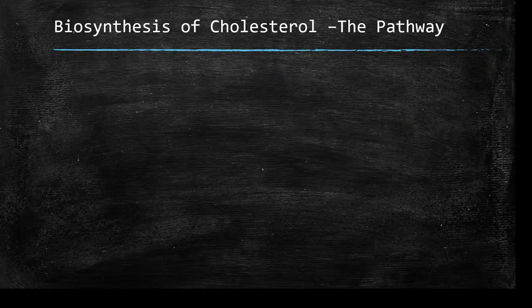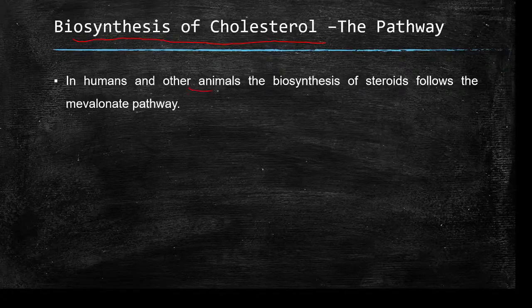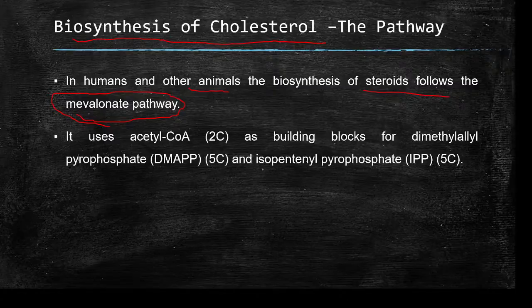So now the pathway, how cholesterol is synthesized inside our body, the biosynthesis of cholesterol. In humans and other animals, the biosynthesis of steroids follows the mevalonate pathway. So we are discussing the mevalonate pathway. The synthesis of cholesterol proceeds through the formation of mevalonic acid, so that is why we call it the mevalonate pathway. Here the starting molecule is acetyl-CoA, a 2 carbon containing molecule.